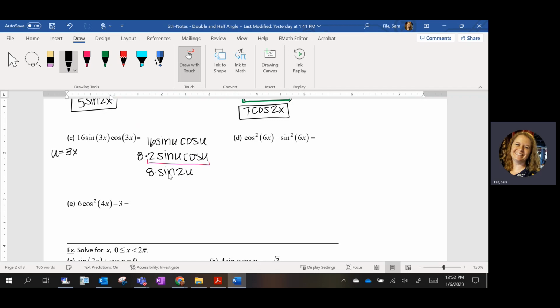Now I'm not quite done because I have to substitute the actual value 3x back in for the u now that I've done my simplifying. So what is 2 times 3x? So this is going to become 6x. This is called u substitution.